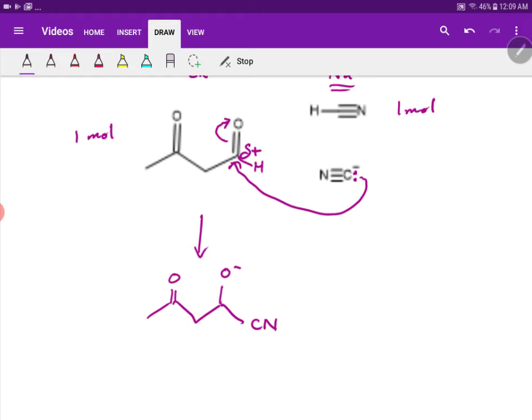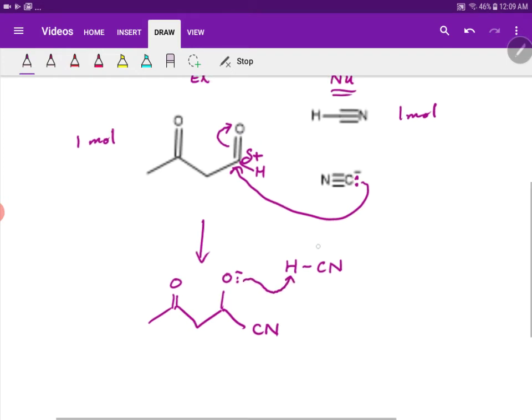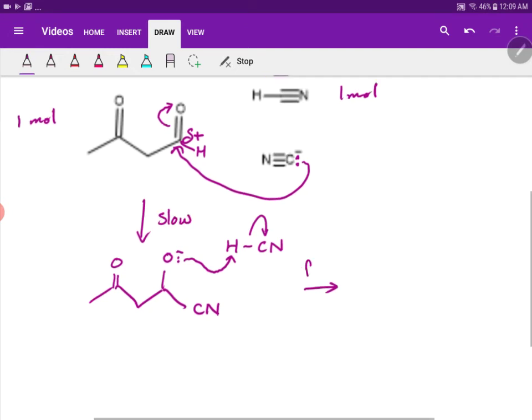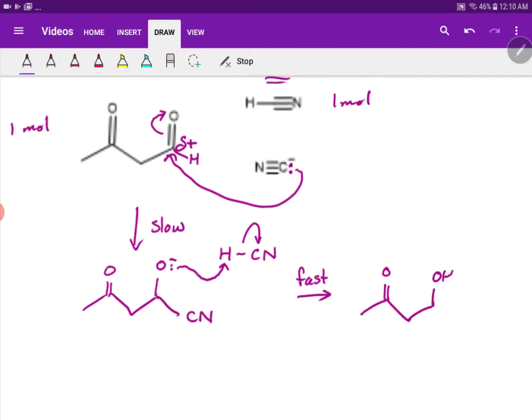This is where this special part of the mechanism comes in. Your HCN comes to the rescue, because it has a proton that can be donated to this O minus atom. So this is the slow step, and this is the fast step. I will end up with this product, which is a cyanohydrin.